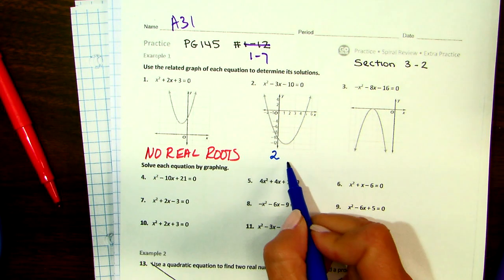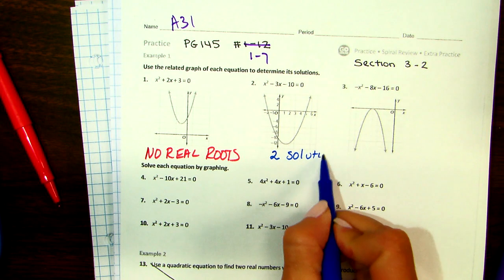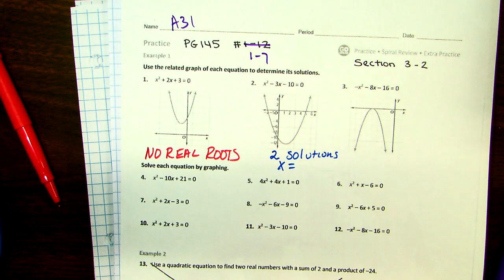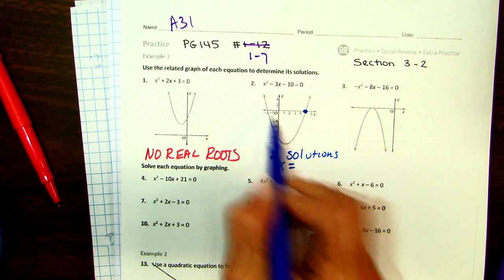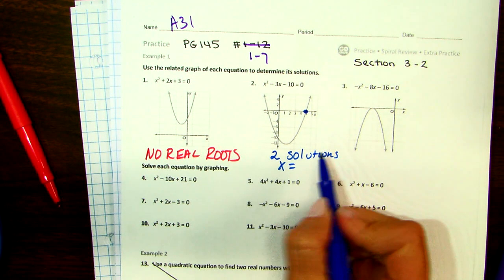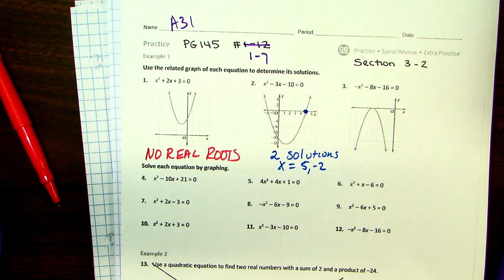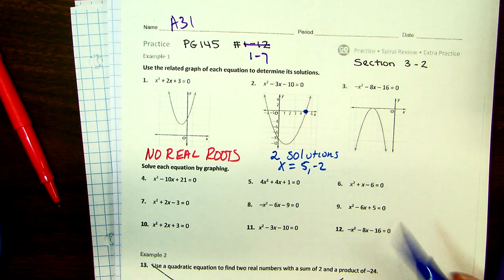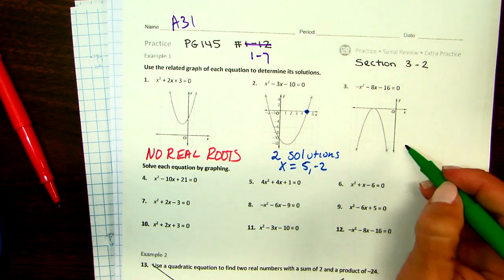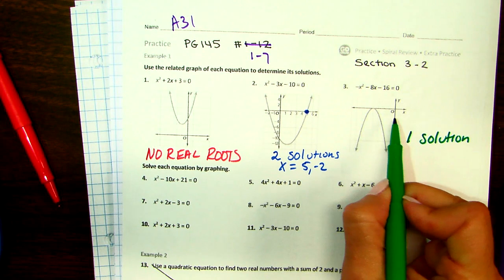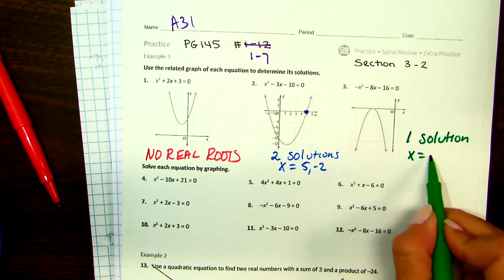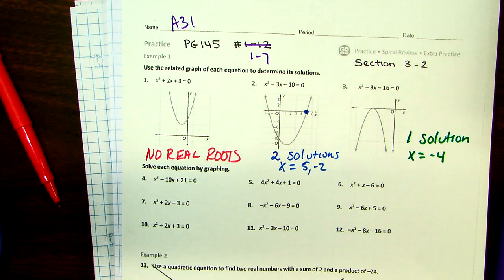How many does number 2 have? 2. And what are they? That's when you would say x equals, that's this. So 5 and, in any order, doesn't matter. And this one, of course, has 1 solution. Is that -4? Yes, you're on fire today. Good job.